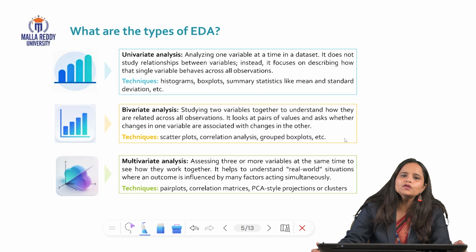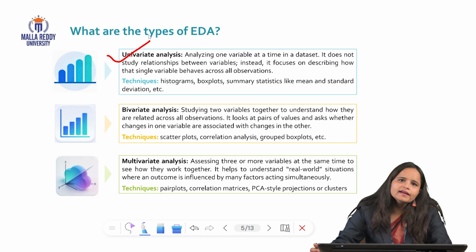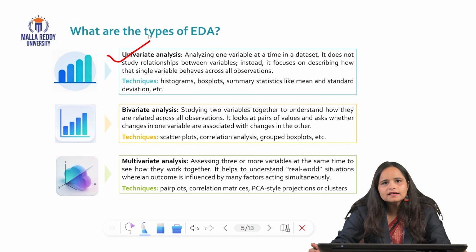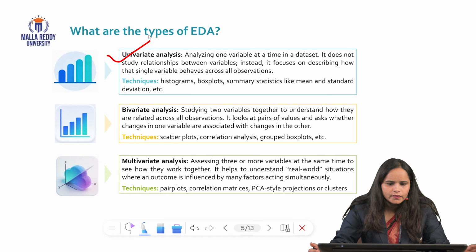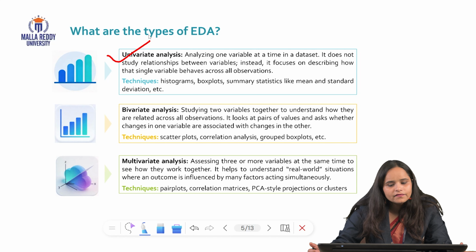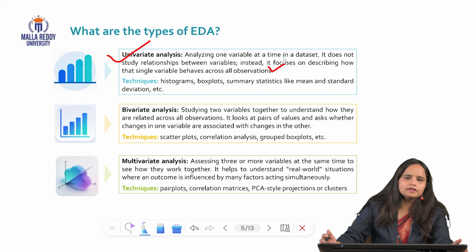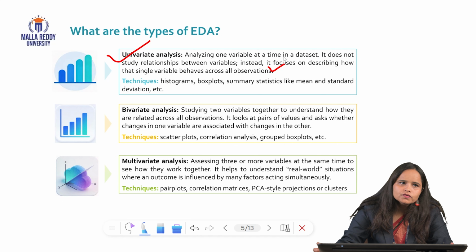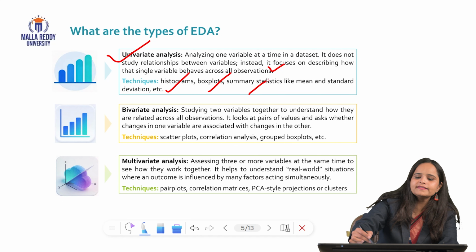The first one is the univariate analysis. The univariate analysis deals with a single variable at a time. We are going to analyze one variable from our data set at a time. It does not study the relationship between two variables. Instead, it focuses on describing the single variable, how it behaves across all the observations. The techniques and tools used in the univariate analysis are histogram, box plot, summary statistic.